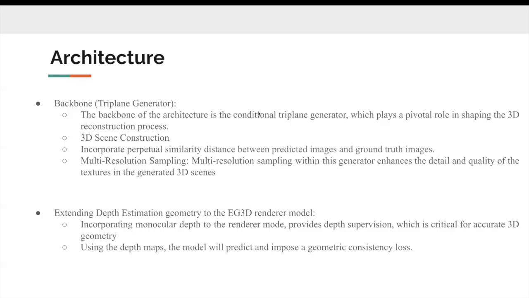Multi-resolution sampling is a strategy we use for our training, and it is usually random, or sometimes it can be with a metric. This basically enhances the details and quality of the textures in the generated 3D scenes.